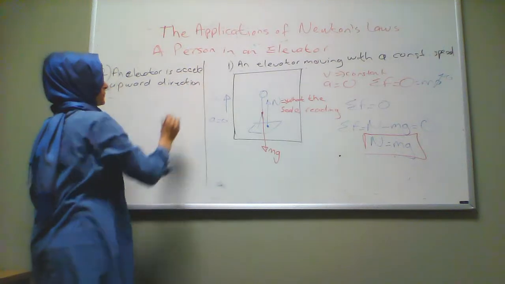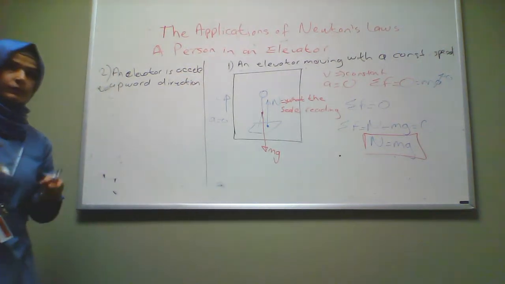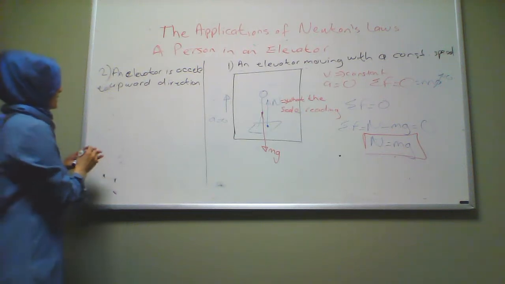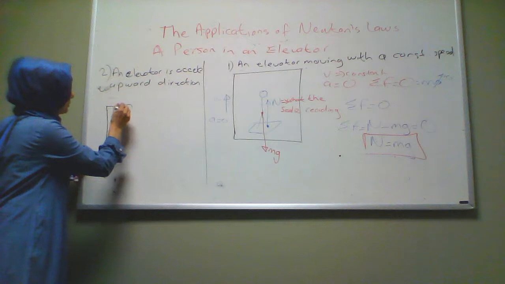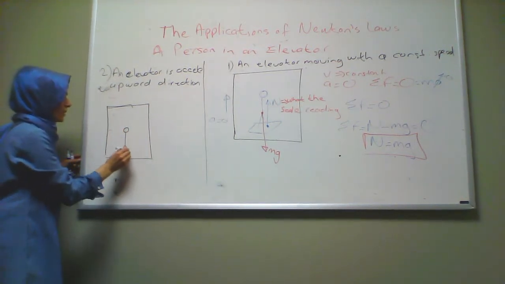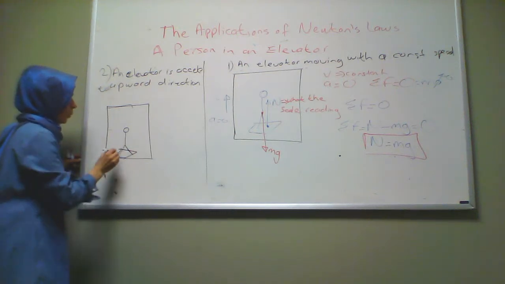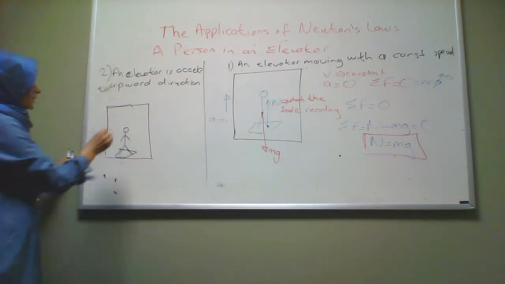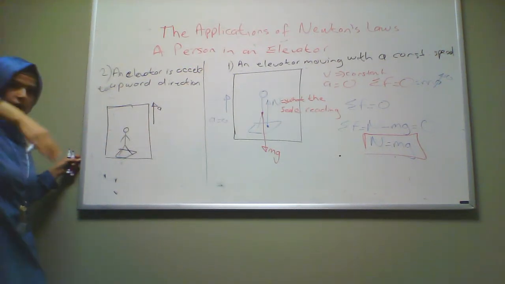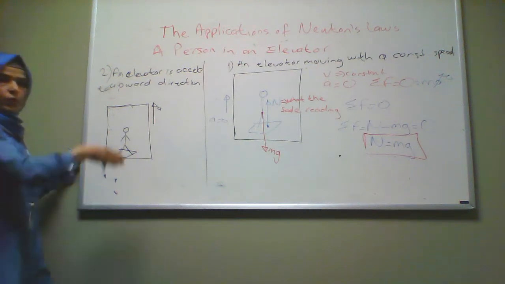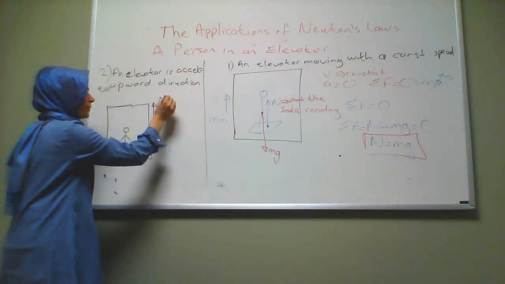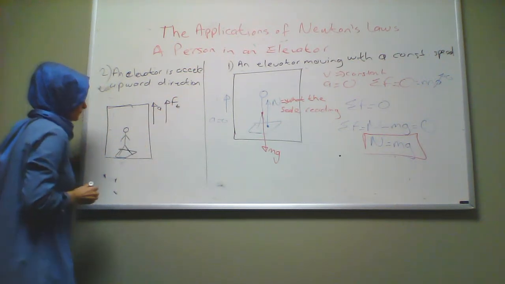direction. The system is in non-equilibrium, not in equilibrium. There's a net force, non-zero. So let me draw my elevator again. I'll draw it a little smaller so we'll have some space here. The person is here and he's trying to see what his weight is. The elevator is accelerating upward, so I have an acceleration in this direction. Motion is in this direction. If I have an acceleration in one direction, the total force will be in that direction as well. So F net or F total is also in this direction.